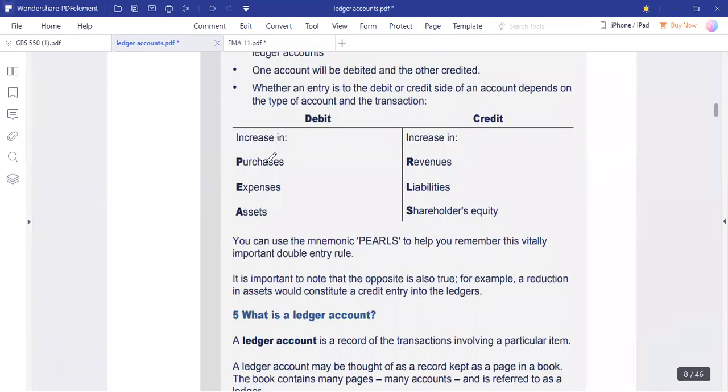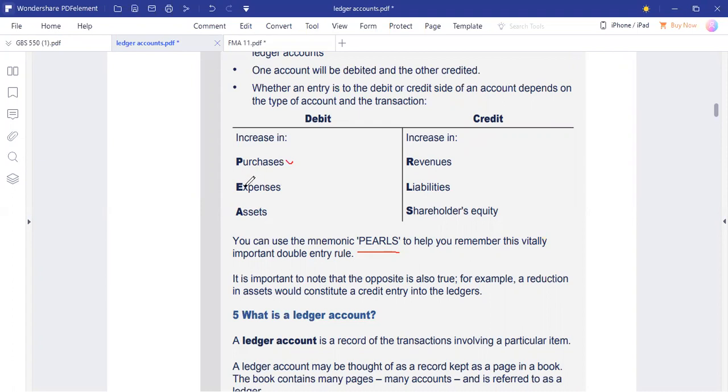So on the debit side, we'll always increase what? Purchases. There's a principle which says debit the receiver, credit the giver. I'll tell you how we're going to apply that. But for you to remember, we have a simple term which is called PEARLS. It simplifies everything. PEARLS. So purchases are always debited.